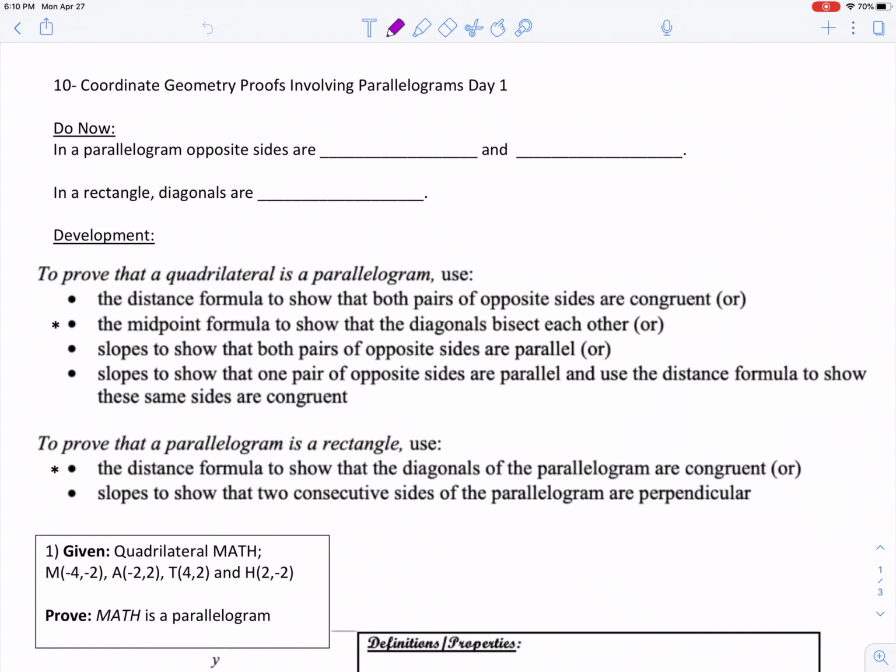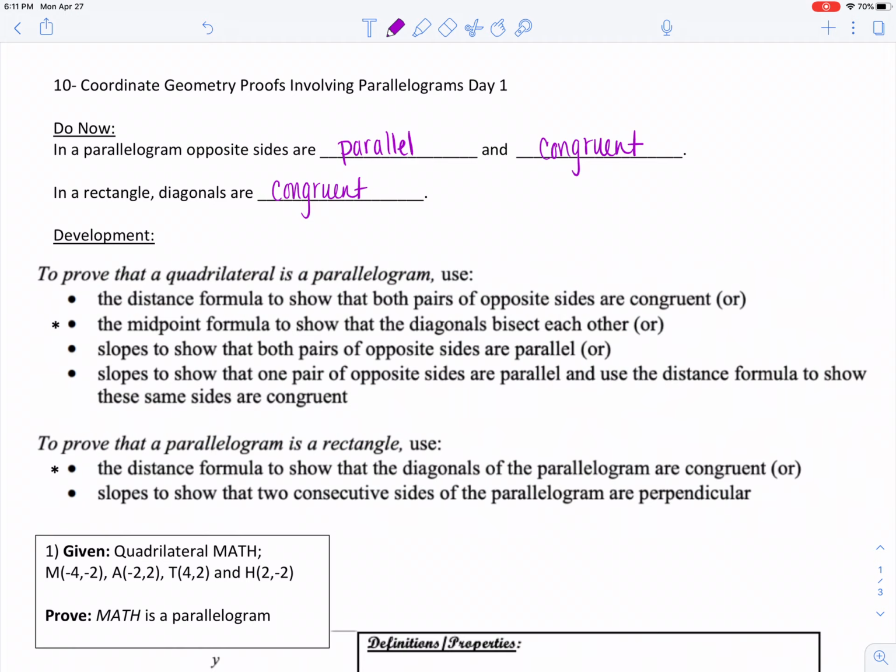Today we'll be moving on to proofs involving parallelograms. The do now, I hope you filled it in already or tried. In a parallelogram, opposite sides are parallel and congruent. Doesn't matter the order which one you write first. In a rectangle, diagonals are congruent. So these were all properties of the different quadrilaterals that we discussed back earlier this year. You should have flip card notes on them as well.